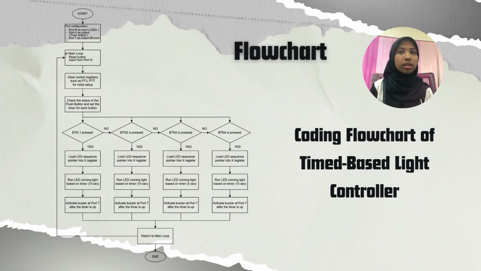After loading the LED sequence, the LEDs will run according to the timer. Button 1 is set to 5 seconds, and after the timer is up, the buzzer will activate and sound. Then the condition for button 1 is applied to the next push buttons, which are button 2, button 3, and button 4.